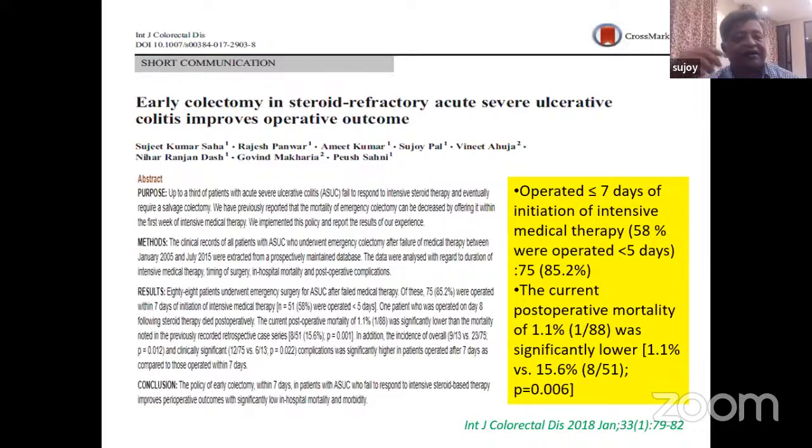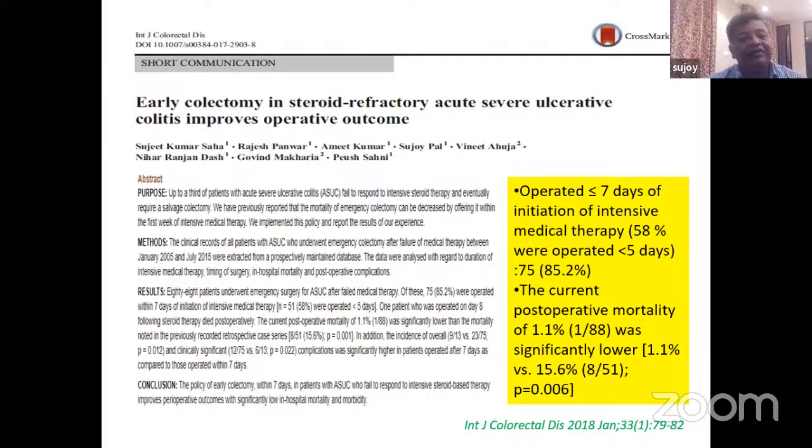Using that data, when we implemented it clinically in our day-to-day practice, we again reevaluated our results about 12 years down the line using the same criteria. And here we found that those patients who were operated on less than 7 days from the initiation of intensive medical therapy, which constituted 58% of the cohort that we presented in 2018, had a mortality as low as 1%.